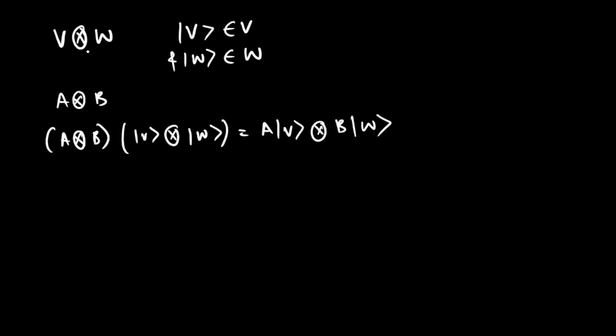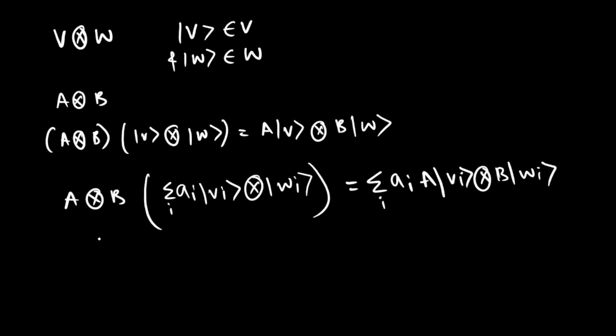Now, for a vector space V tensor product W, where v belongs to V and w belongs to W, we can define a linear operator A tensor product B such that when A tensor product B operates on an element of this vector space V tensor product W, we get A operating on vector v tensor product B operating on vector w. And this definition of A tensor product B is extended to all elements of this vector space, such that A tensor product B operating on any element of this vector space with a scalar multiple ai gives us this product, where A operates on vi and B operates on wi.